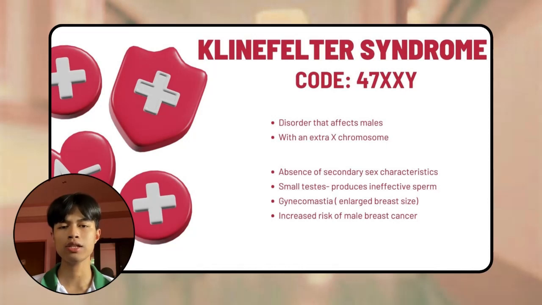Next is Klinefelter syndrome, with code 47XXY. Klinefelter syndrome is a chromosomal disorder that affects males. Typically, males have one X and one Y chromosome, but individuals with Klinefelter syndrome have at least one extra X chromosome, resulting in a genotype of XXY or variants like XXYY, XXXY, etc. This additional X chromosome usually comes from the mother's egg. For clinical manifestations: absence of secondary sex characteristics, small testes that produce ineffective sperm, large breast size, and increased risk of male breast cancer.